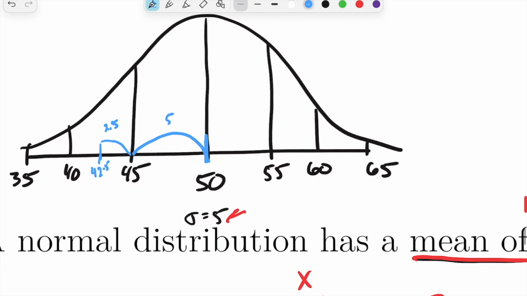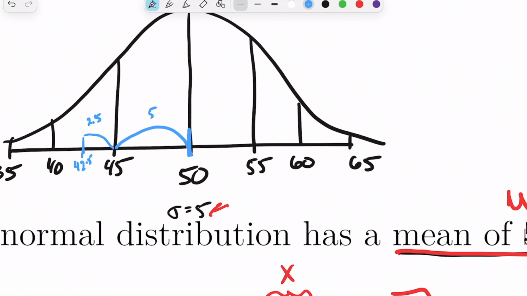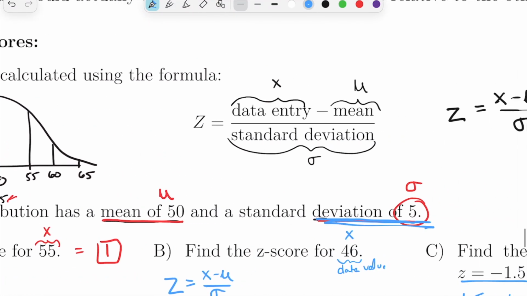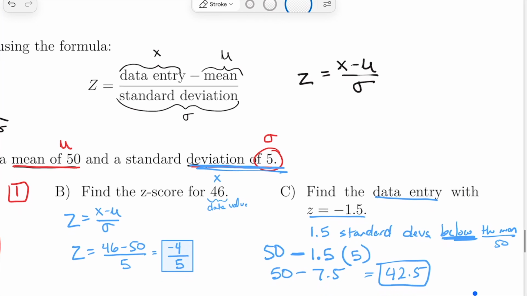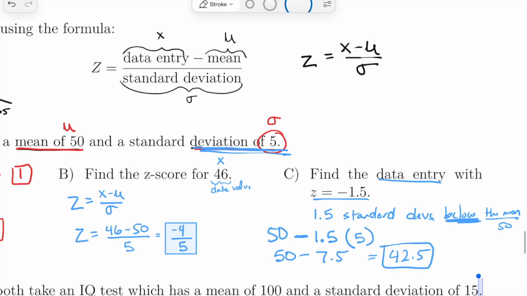Okay. Now, we did it just by reasoning through it. We did it by drawing it on the normal distribution. But we can also still do this using our formula. I actually really prefer this method. Somebody showed me that, to just reason it through. And I was like, oh, that actually does make a lot of sense once you do this a couple times. 1.5 standard deviations means 1.5 fives in this sense, because a standard deviation is size 5.